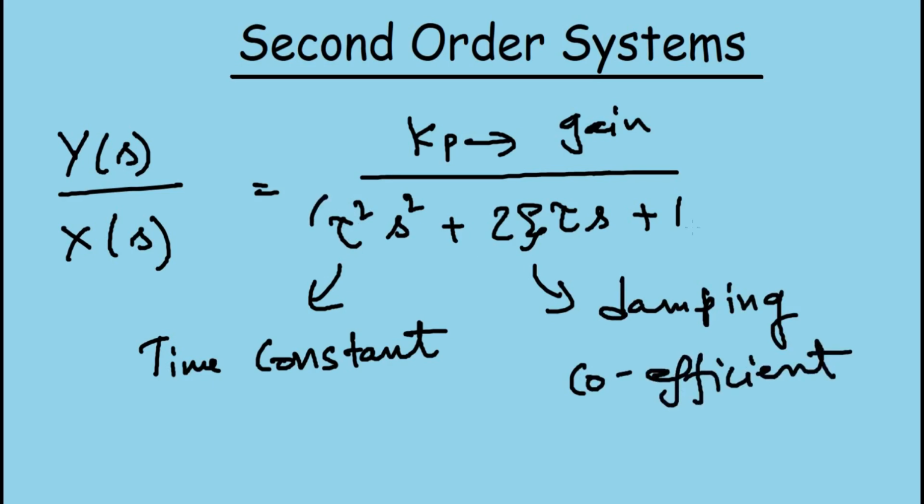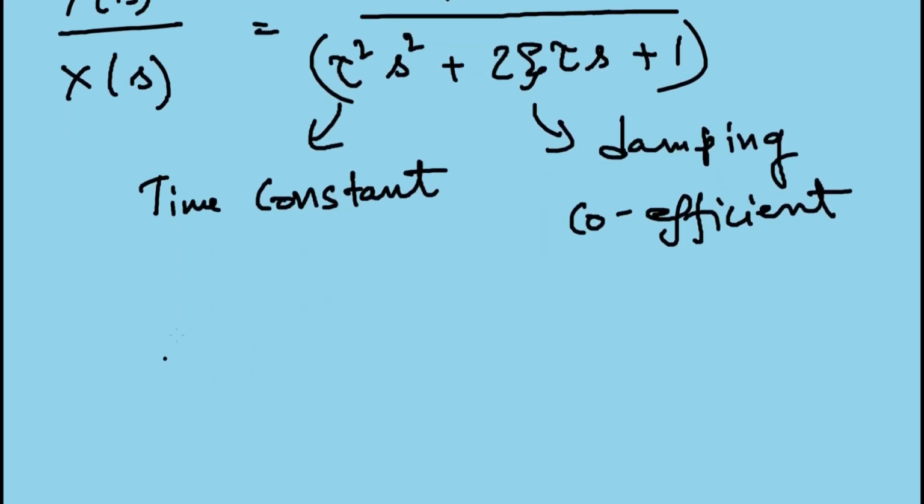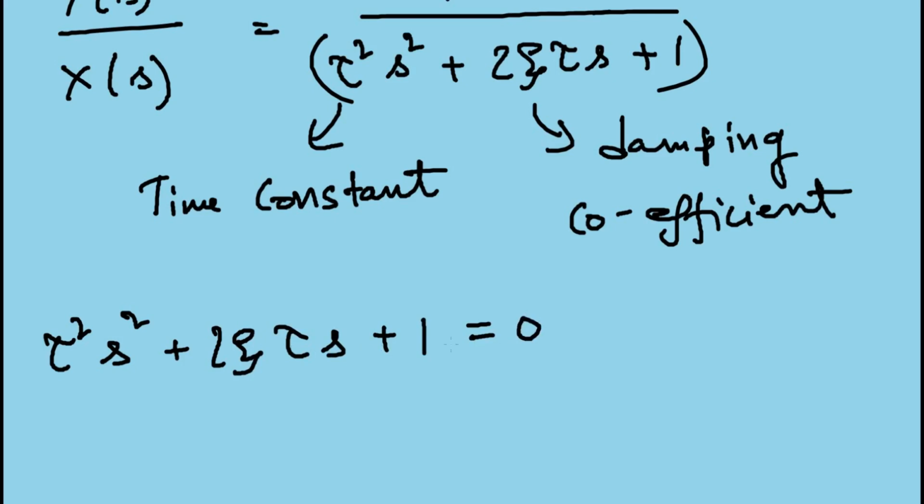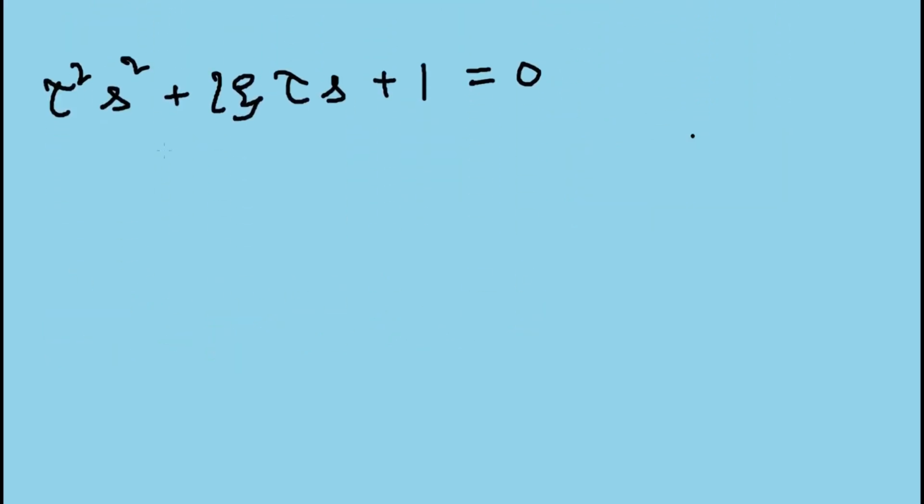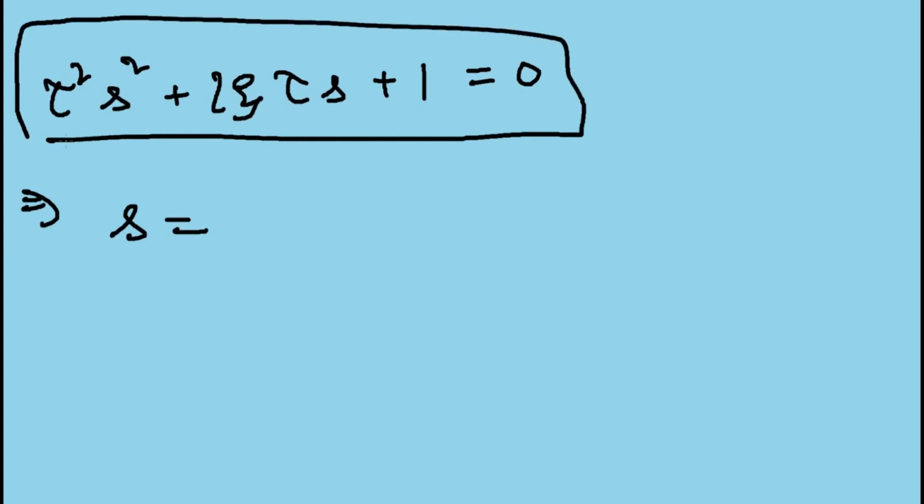If I take this entire term and equate it to 0, what I will get is the characteristic equation: tau square s square plus 2 zeta tau s plus 1 equals 0. Now we will try to find the roots of this equation. I can take this as a quadratic equation and solve for the roots of s.